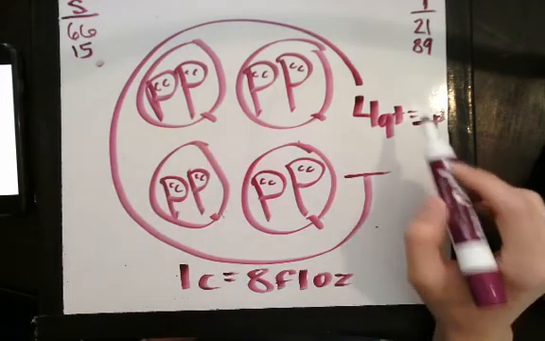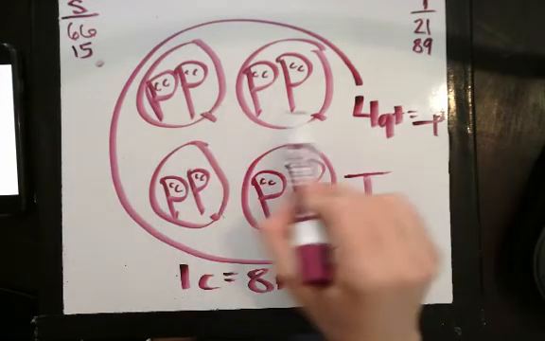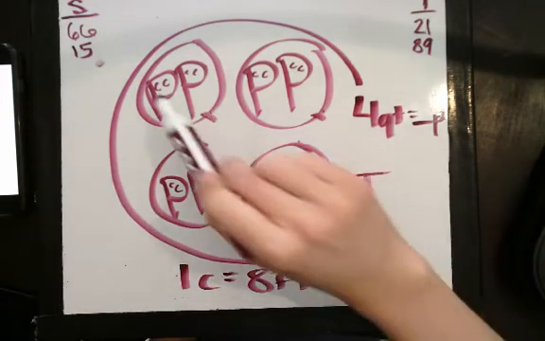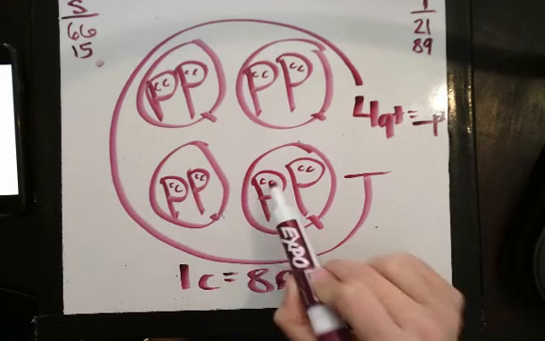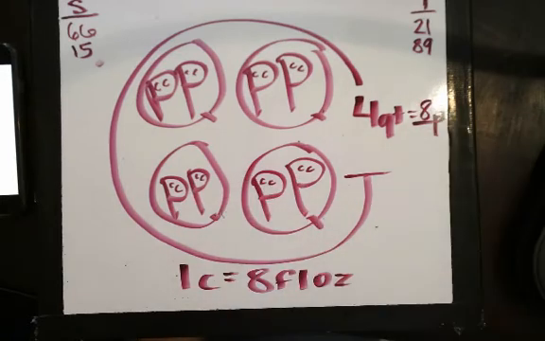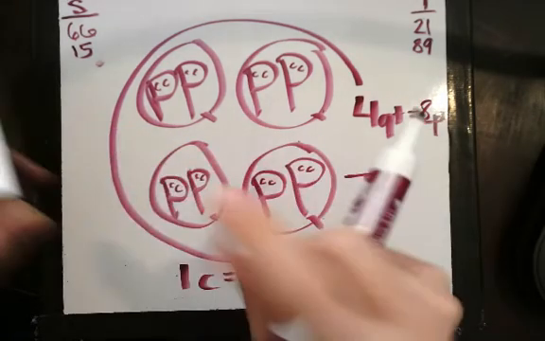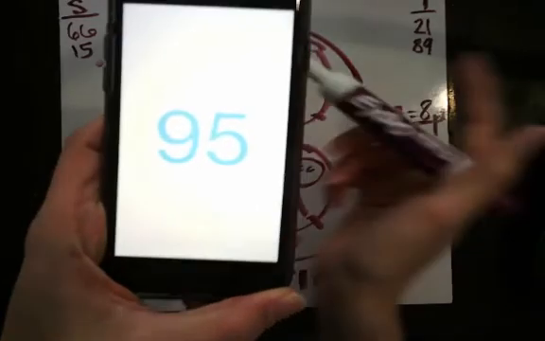If I use the Land of Gallon to help me, I can see that 4 quarts, 1, 2, 3, 4, has how many pints in it? 1, 2, 3, 4, 5, 6, 7, 8. 8 pints. All right, if you got that correct, here's your points.